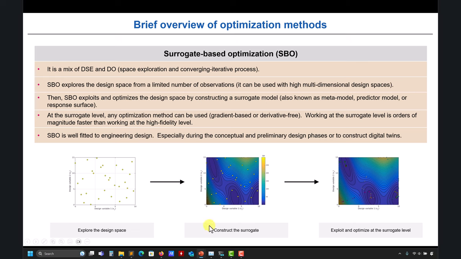So after you have this, you are going to do the optimization at the surrogate level. So you don't need to go anymore to the high fidelity simulations. You stay in this model that has a mathematical description and the cost is zero. However, the quality of your solution, whatever you get, depends on this model. So when we go here, we're going to make some distinctions. You can do the global optimization or the local.